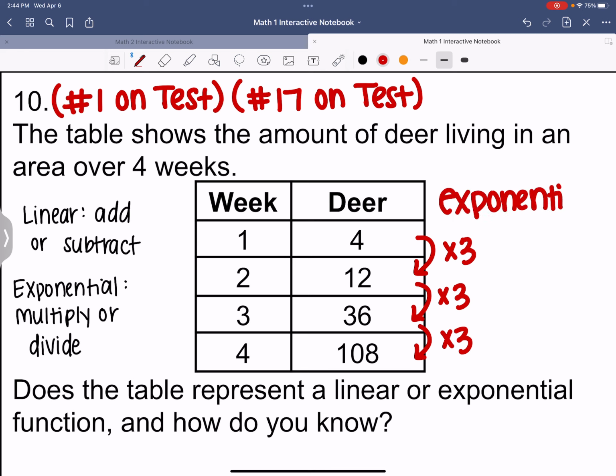Now, another thing is number 17. If you missed number 17, it was asking you to find the base. This times 3 each time, that is your base. Let's look at the next most missed question.